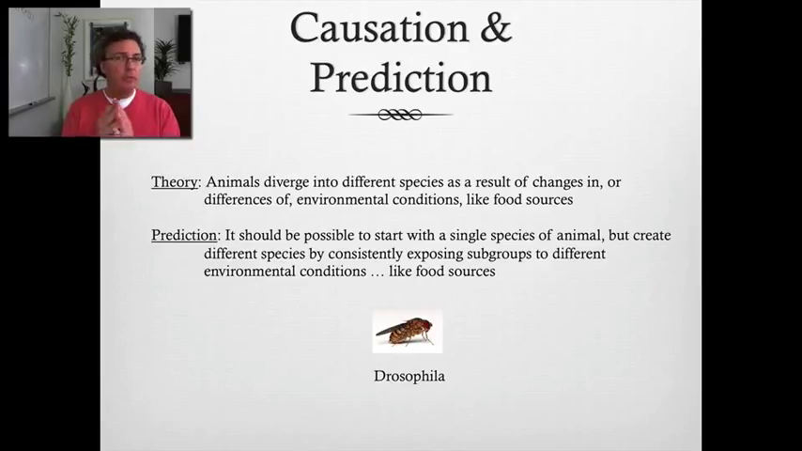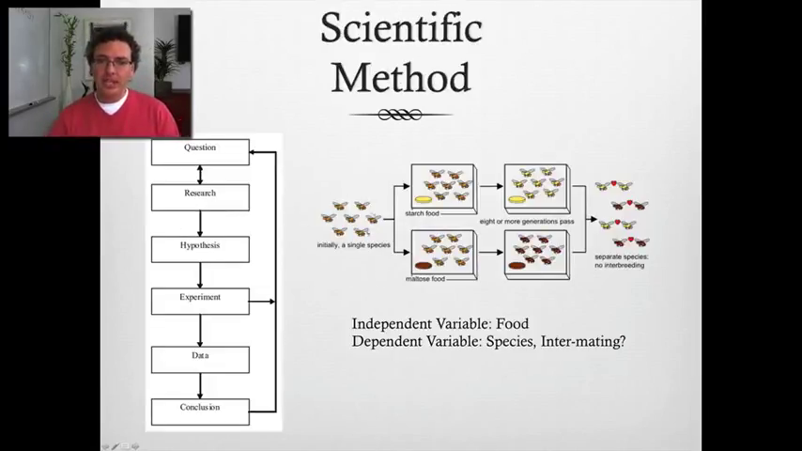Well, can we derive a testable prediction from that theory? Well, here's one. If this is true, then it should be possible to start with some single species of animal, but create different species by consistently exposing random subgroups, you hope, to different environmental conditions. For example, food sources. So we can take our little friend Drosophila here, the common fly. Drosophila is the subject of many experiments, and in the one I'm going to talk about, here's what they did. They took a bunch of flies, and then they randomly created two subgroups.